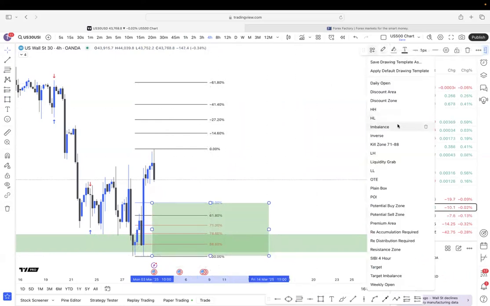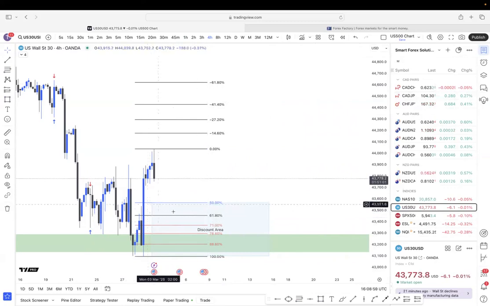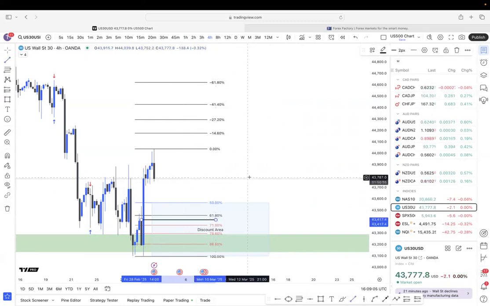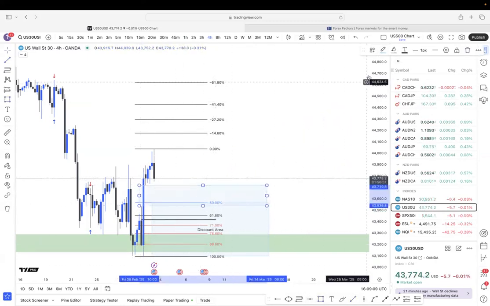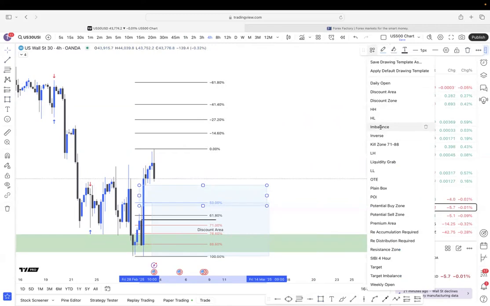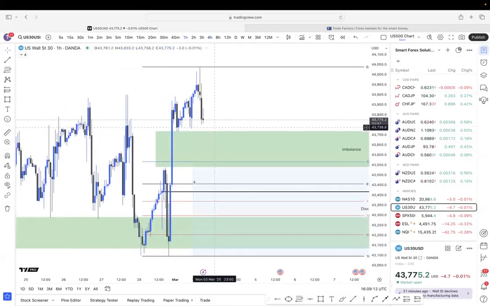This discount area right here is there. Inside this area, we're looking for imbalance and order block. We can see there is an order block right here, and there's an area of imbalance here as well. So I'm happy with this. That is a pretty good trading setup. If we go to a smaller time frame, there's another.